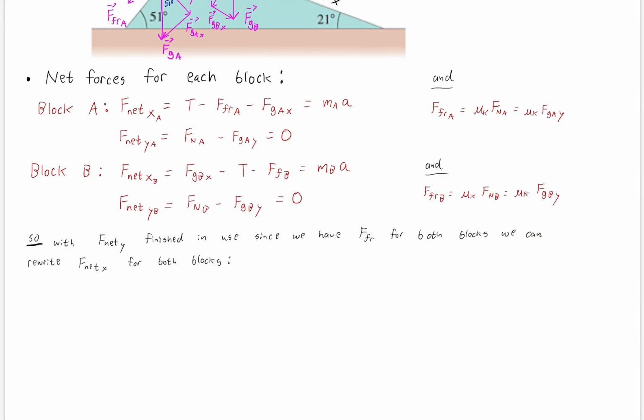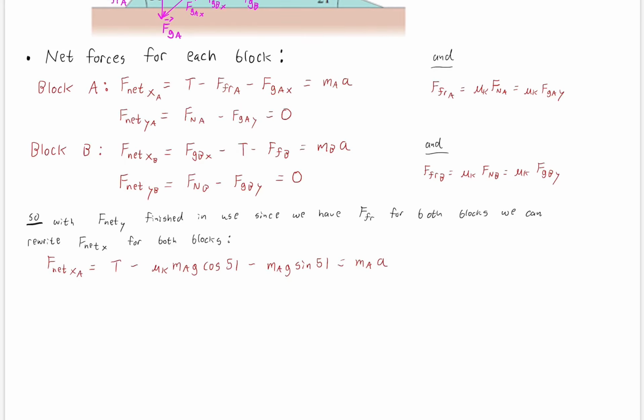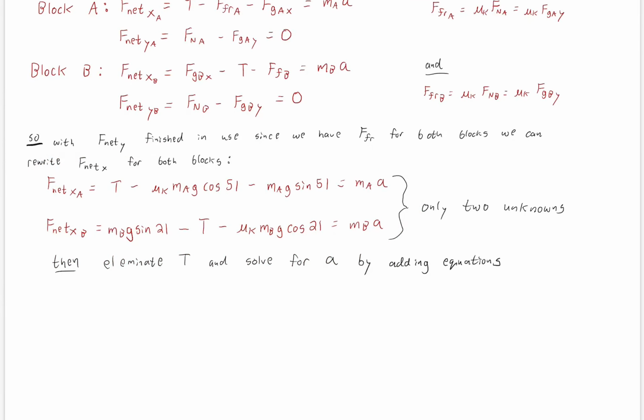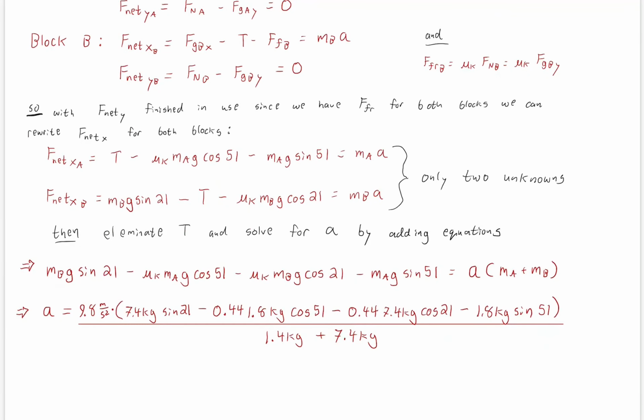With F net Y finished, since we have the friction force for both blocks, we can rewrite F net X for both blocks. Again, just doing some rewriting in algebra. Now we have 2 equations and only 2 unknowns. Then we'll eliminate tension and just solve for a, because that's what we were asked to find. We solve for acceleration and we get negative 2.54.